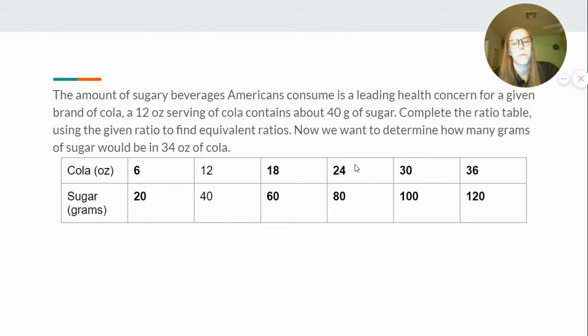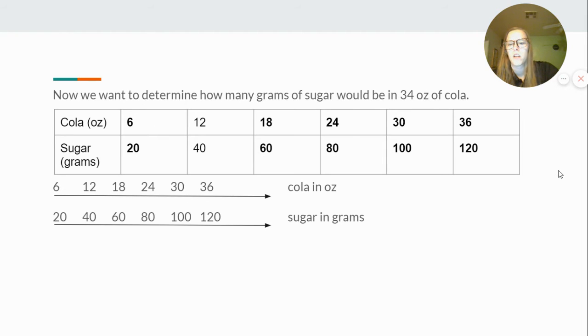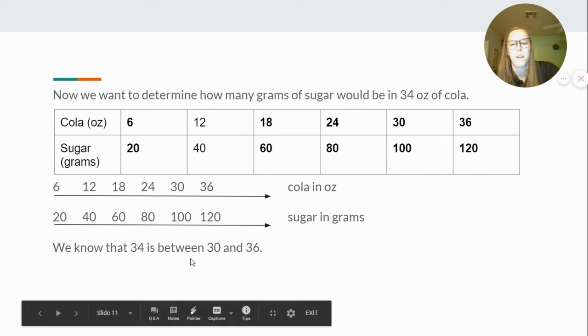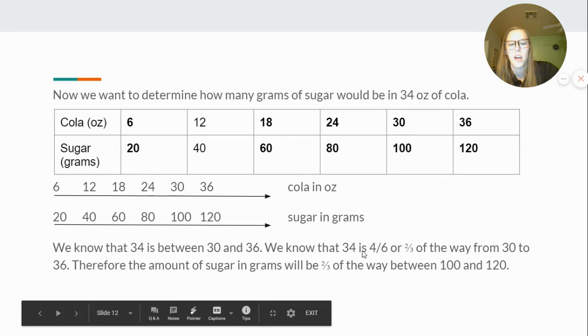So now it says we want to determine how many grams of sugar would be in 34 ounces of cola. So we know that that's going to be between 100 and 120, because 34 is between 30 and 36. So we take our table and our double number line. It's somewhere between this 100 and 120. Again, we know 34 is between 30 and 36. So 34 is 4/6, or 2/3 of the way from 30 to 36. Therefore, the amount of sugar in grams will be 2/3 of the way between 100 and 120.